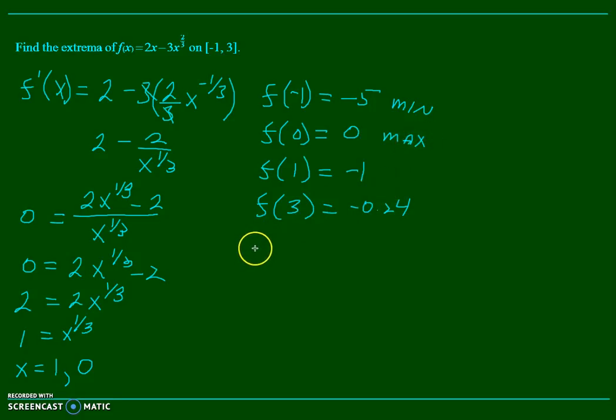So our minimum is at -1, -5, and we have a maximum at 0, 0. And that's our maximum. And so once again, at -1, which is one of our endpoints, we have an extreme value. So it's very important to check your endpoints. So there's our minimum, there's our maximum. Let's go ahead and work another problem.